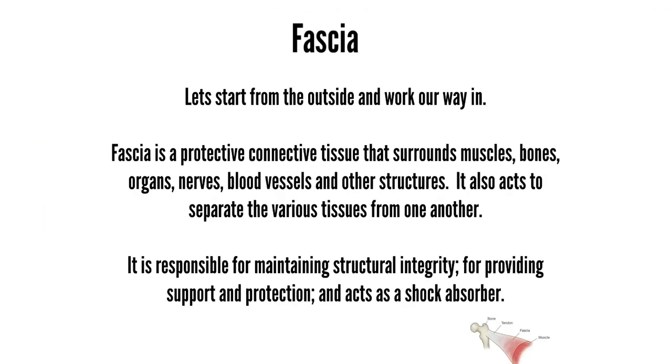So we start with the outside. If you were to pull a muscle from a human body by snipping the tendons off at each end and just lump the muscle out, you'd find that it has a protective outside layer on it called fascia. Fascia is a protective tissue that surrounds all muscles, bones, nerves, blood vessels and other structures. Its main role is to protect and of course separate these different structures so that they don't grow into one another.